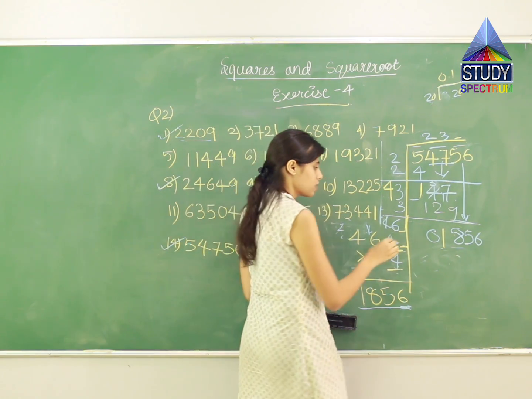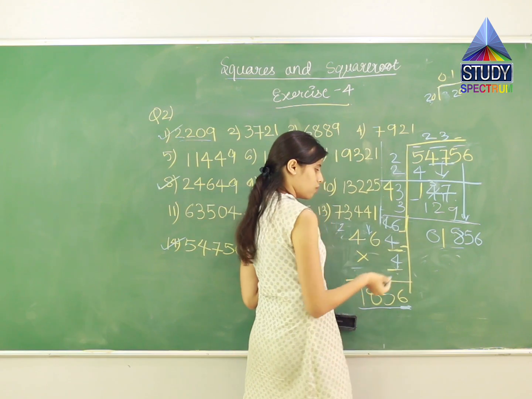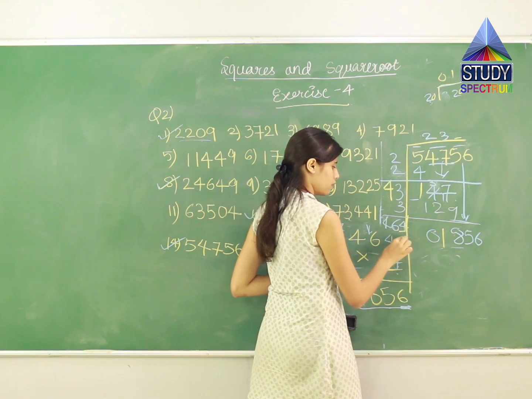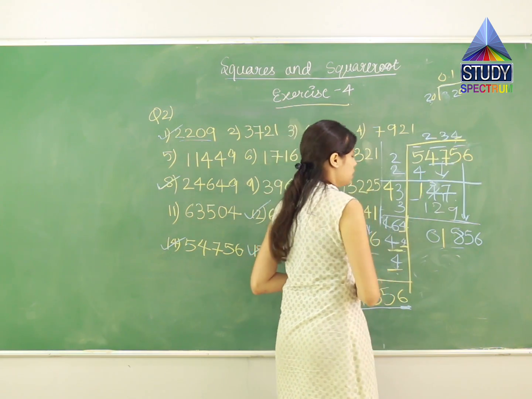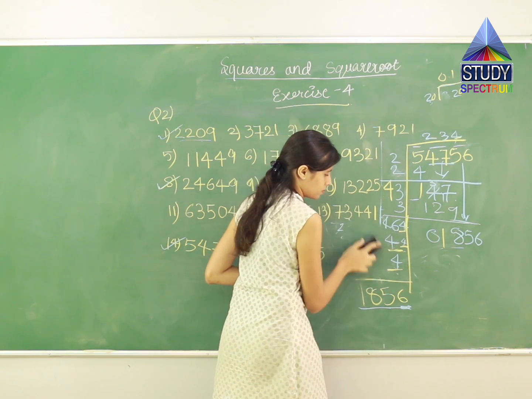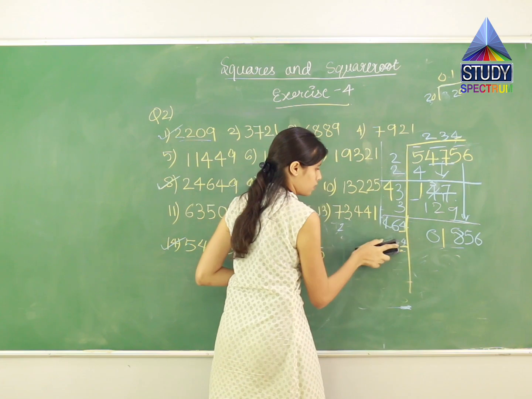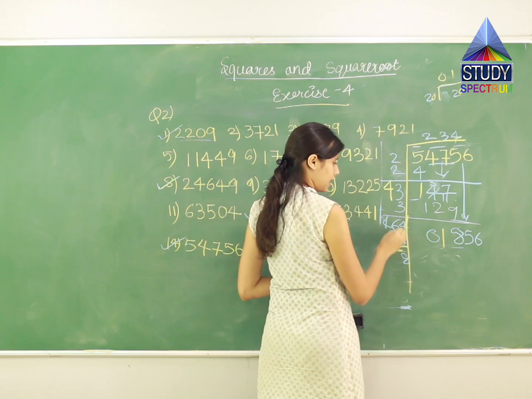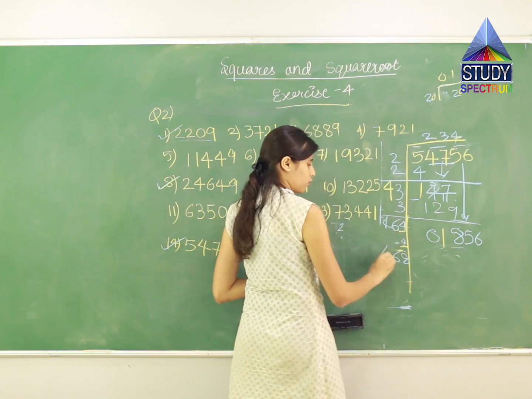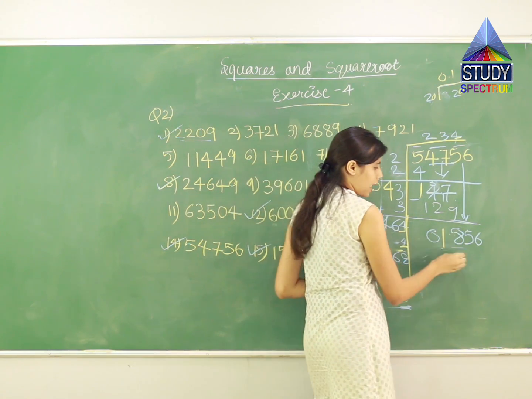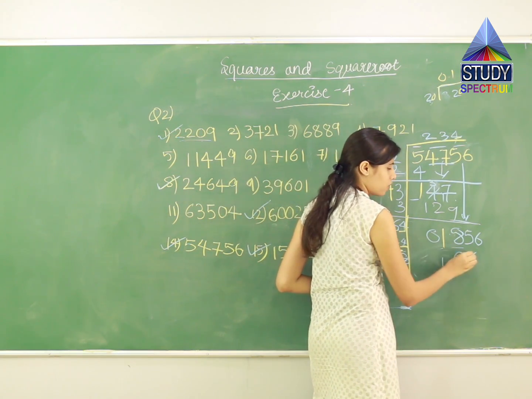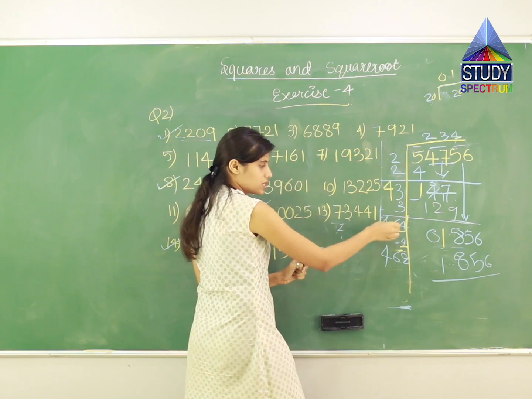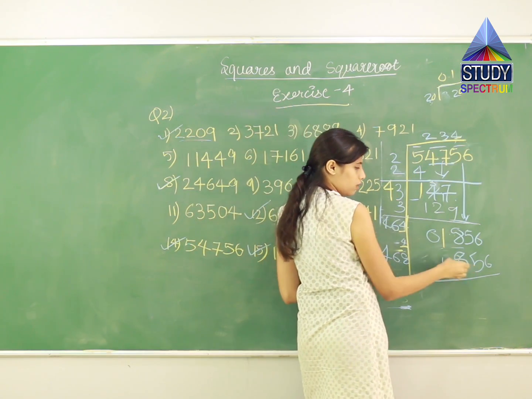Means what the answer is? What is the answer? The answer is 4. So I'll write 4 over here, 4 over here, and 4 over here. So I'll add this. 4 plus 4 comes to what? 8, 6 and 4. And over here I got 1856. I already told you how I got 1856. 464 multiplied by 4, I got 1856.